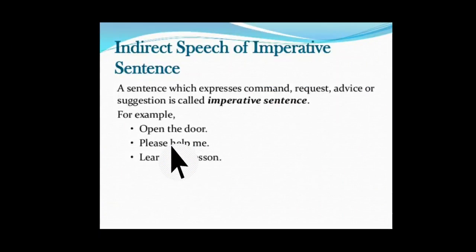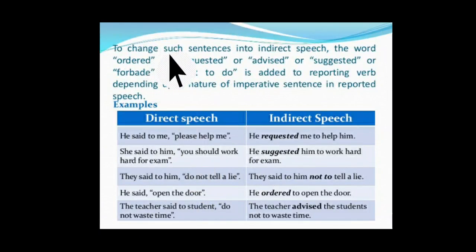Then indirect speech of imperative sentences. The sentences which express command, request, advice or suggestion are called imperative sentences. For example, open the door, please help me and learn your lesson. To change such sentences into indirect speech, the word ordered or requested or advised or suggested or forbade or not to do is added to the reporting verb depending upon the nature of the imperative sentence in reported speech.